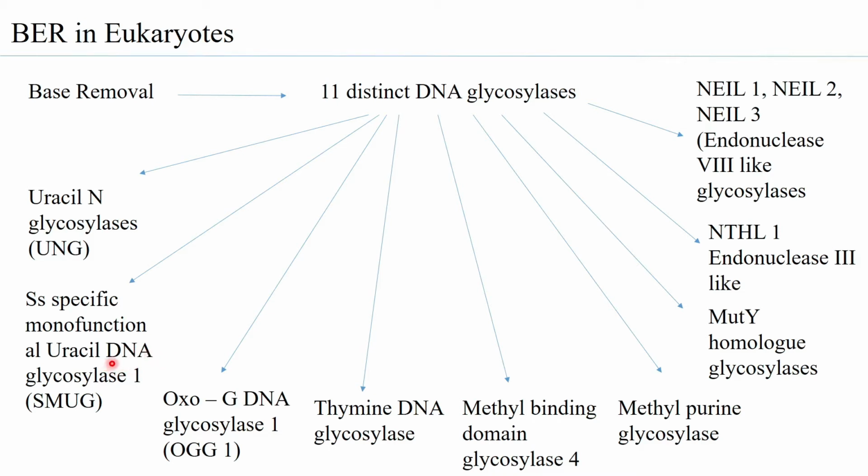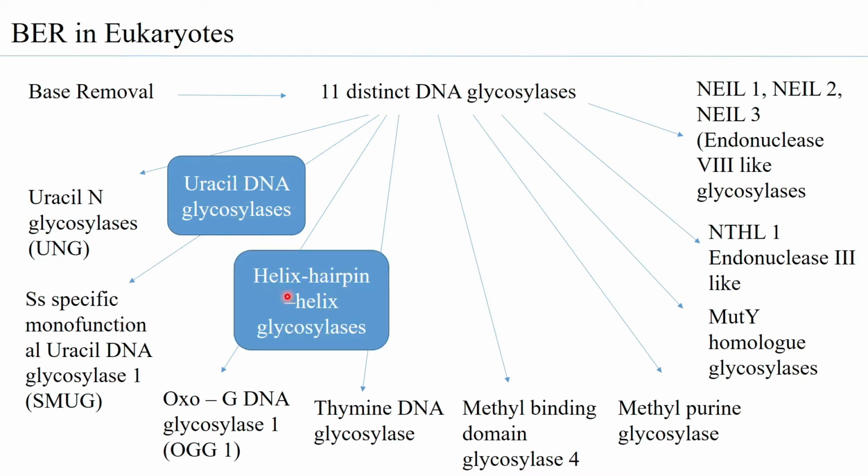So the four superfamilies include uracil DNA glycosylases. So whether you have UNG or whether you have SMUG, they fall within the uracil DNA glycosylases. And this classification is because of the structural and functional similarity between the glycosylases. Then you have what are called helix hairpin helix glycosylases. This is a typical motif that is present in the glycosylases, and any of the glycosylases that have this typical motif fall under this superfamily.